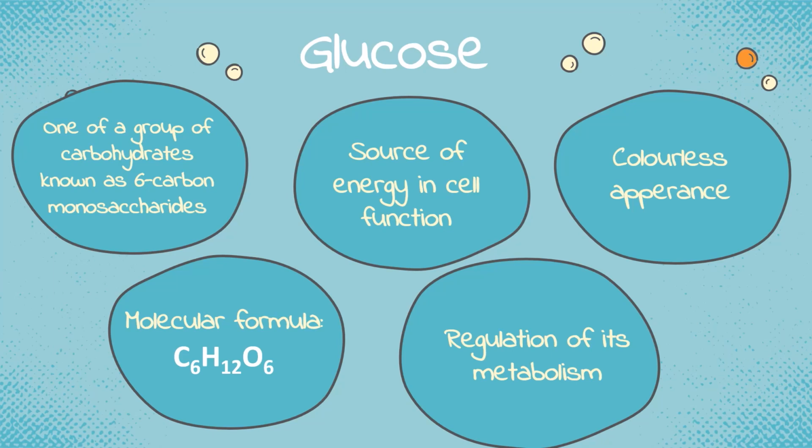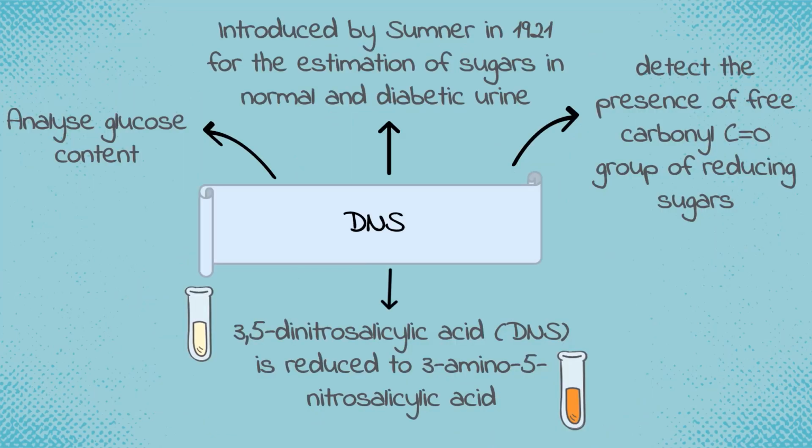But the carbonyl group in monosaccharides is able to undergo oxidation, so a few oxidizing agents can be used to convert the colorless glucose into a colored compound. Hence, we can carry out glucose analysis to detect the presence of glucose. One of the common reagents to detect glucose is 3,5-dinitrosalicylic acid, known as DNS. It can analyze the glucose content, and it was introduced by Sumner in 1921 for the estimation of sugar in normal and diabetic urine.